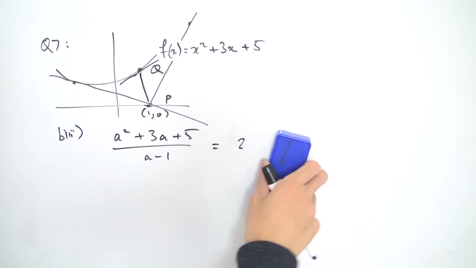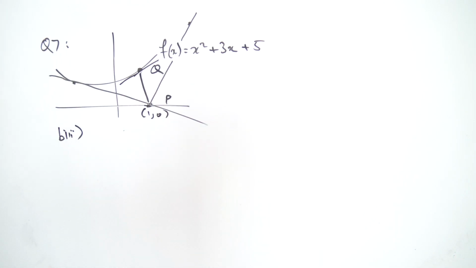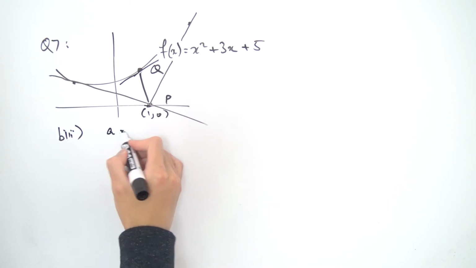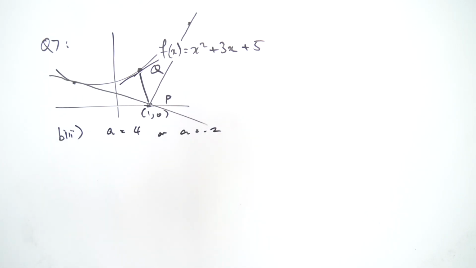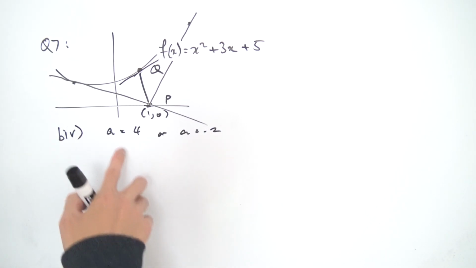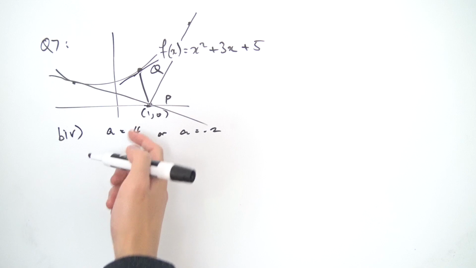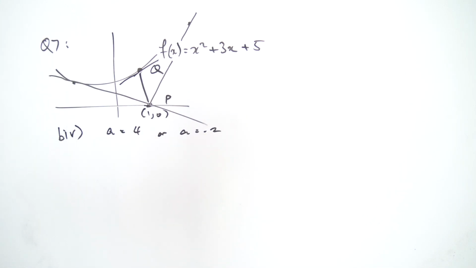So we know a equals 4 or a equals minus 2, and part B IV asks us to find the equation of one of those tangent lines. I don't know, it's pretty stupid how they ask us to pick and choose, but whatever. So what I did in the exam was just pick 4. I just picked the positive one.